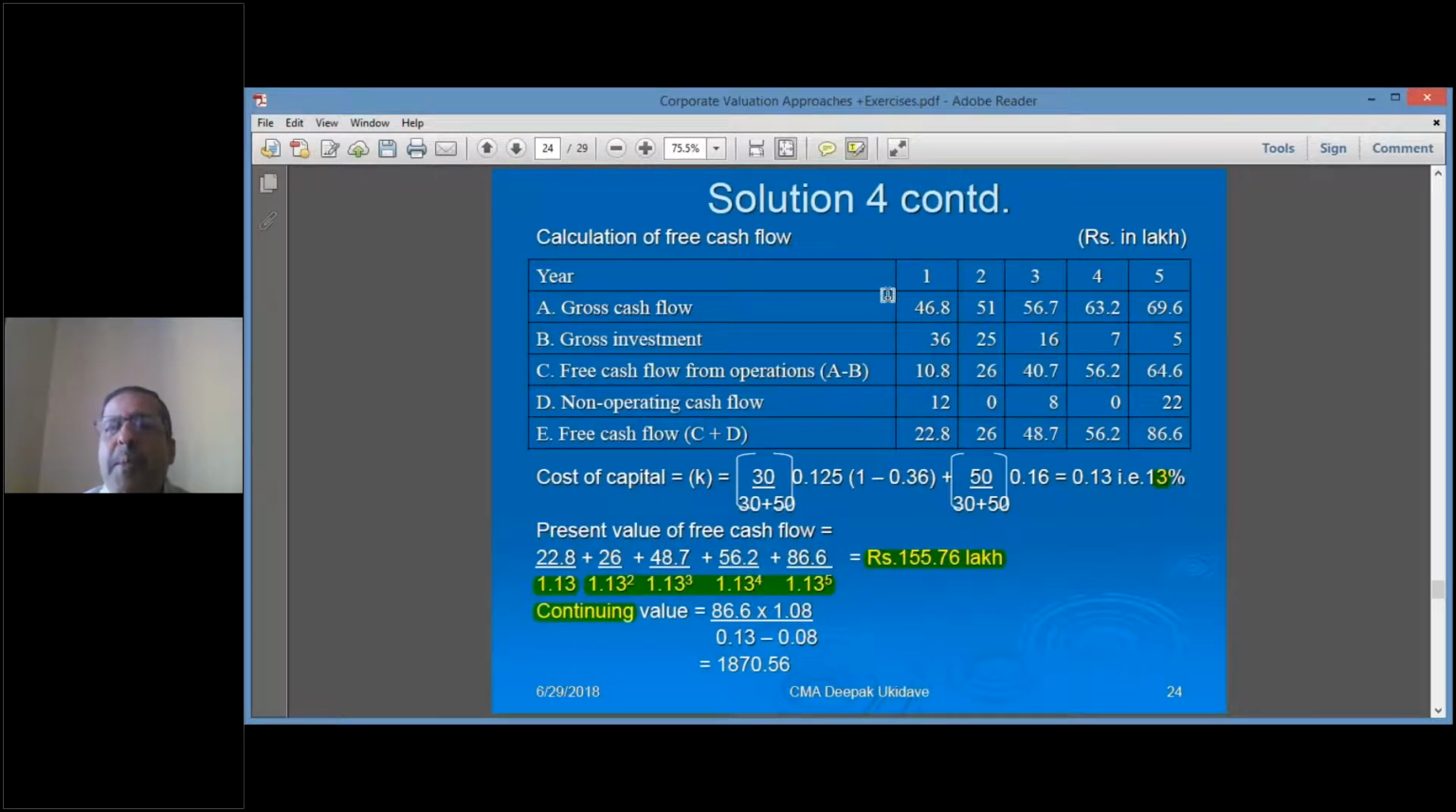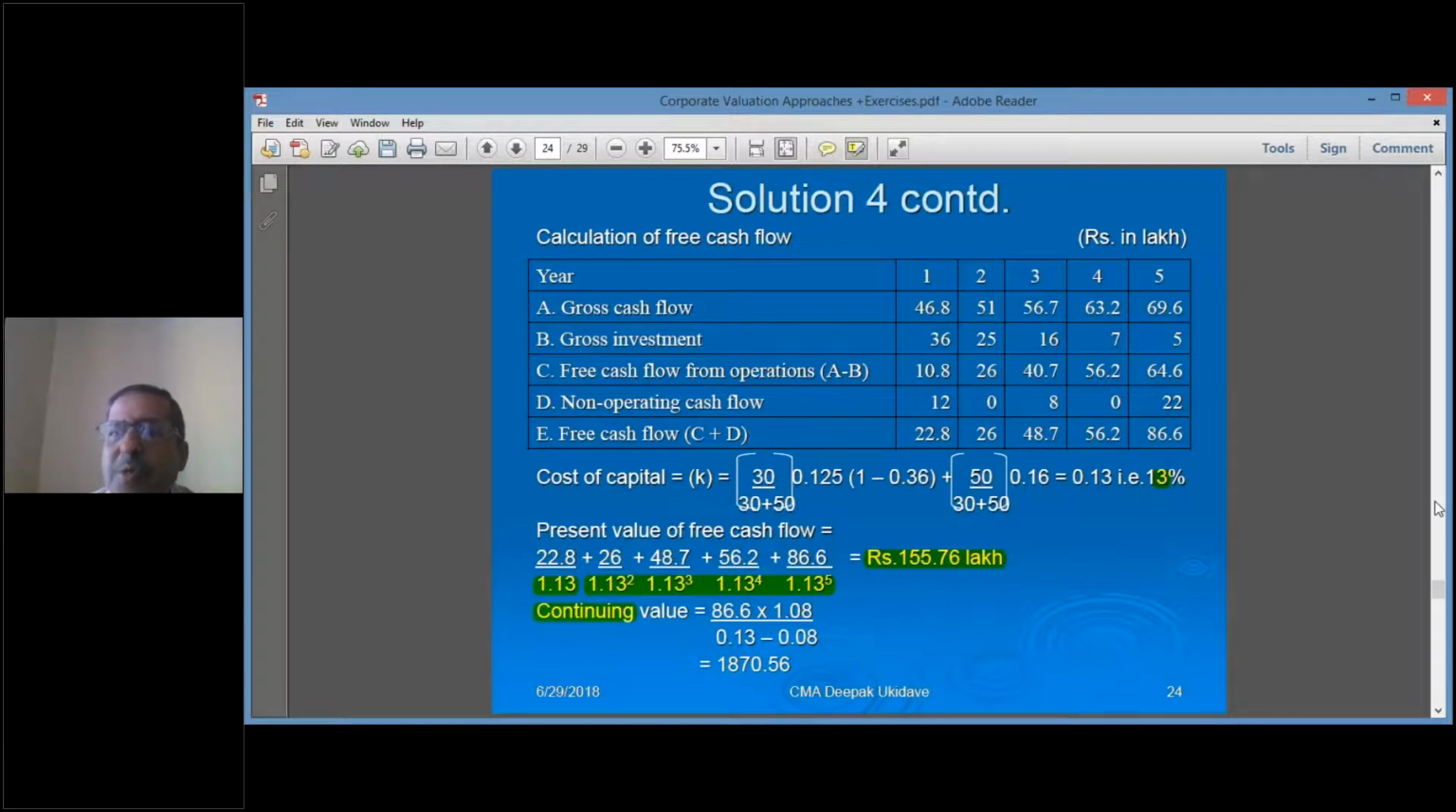So please check all the above calculations, whether 46 minus 8 minus 36, whether you are getting 10.8 and so on. And then plus non-operating cash flow plus 12 plus 0, you get 22.8 and so on. Just confirm that you are getting all these figures. And then you discount these figures to the present value. I don't work out continuing value, that I will explain to you. सिर्फ इधर तक workout करो, 155.76 तक workout करो, and confirm to me in the chat box that you have done this, so that I will also get a confirmation that you have understood and you are doing it.